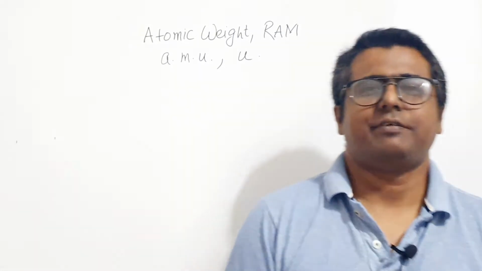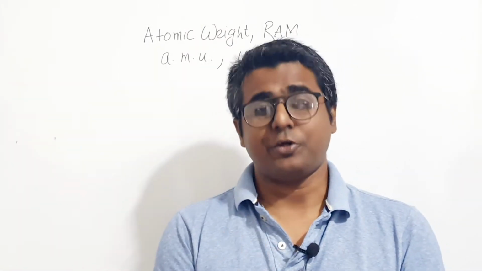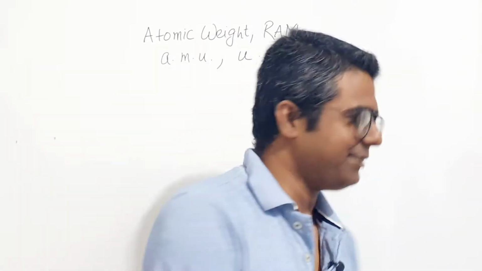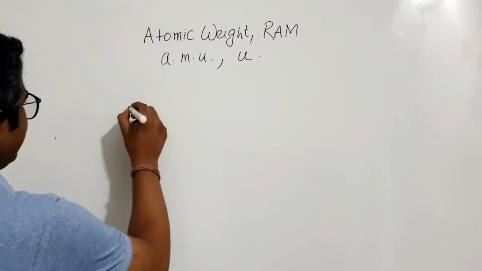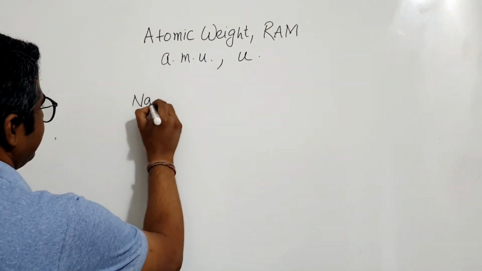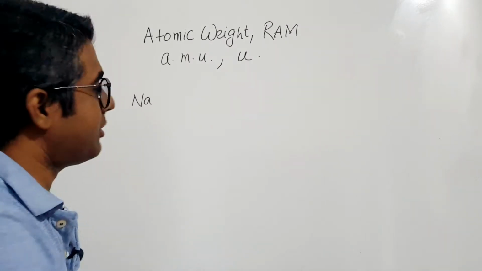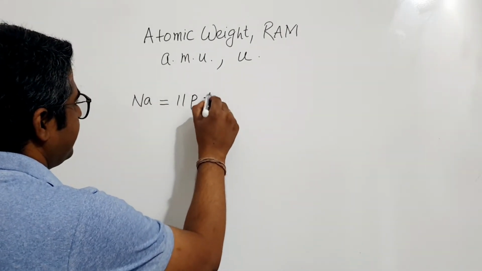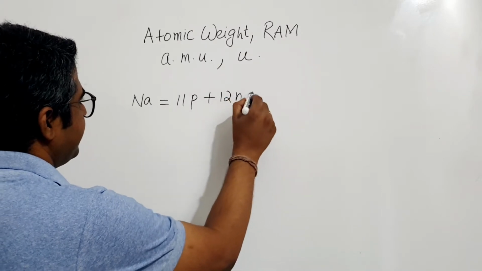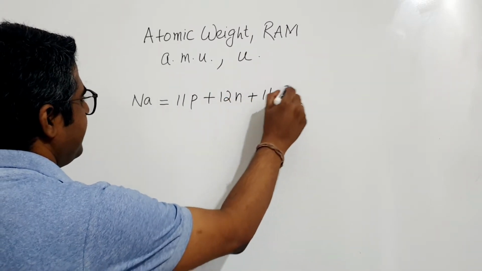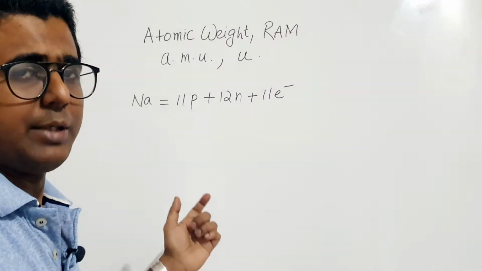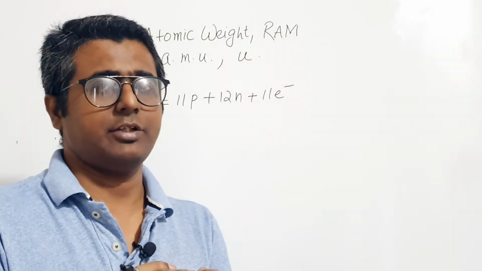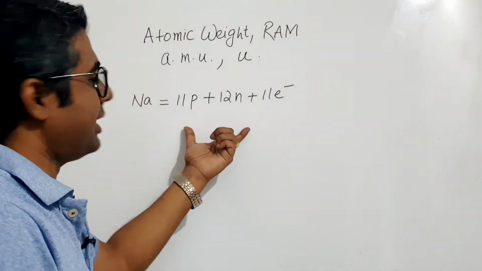So, first of all, when you talk about an atom, the atom consists of protons, neutrons and electrons. Let us take an atom like sodium. Sodium consists of 11 protons, 12 neutrons and 11 electrons. So, necessarily the sodium atom will have a mass equal to the mass of the particles that are present in the atom, right.